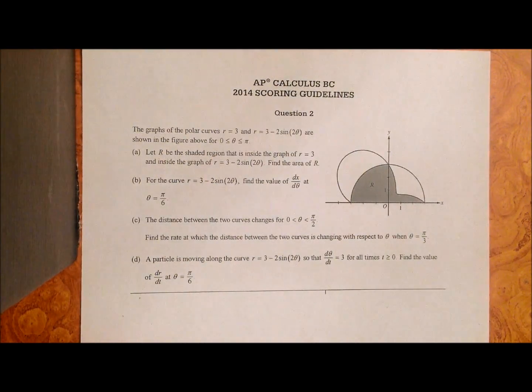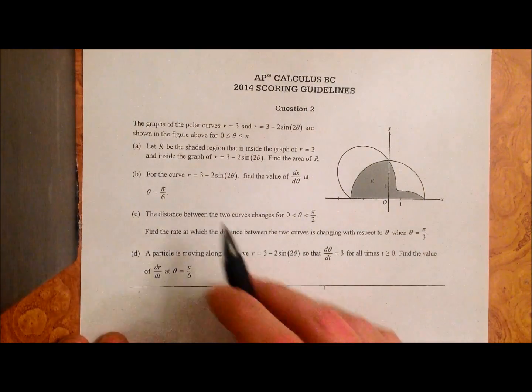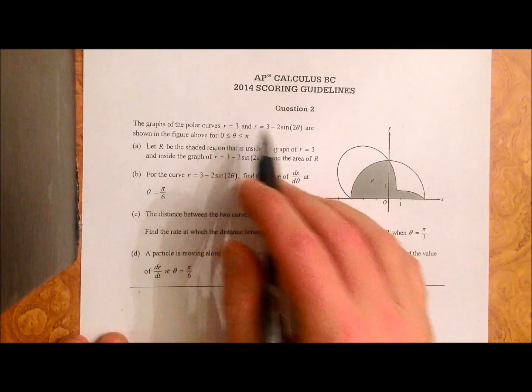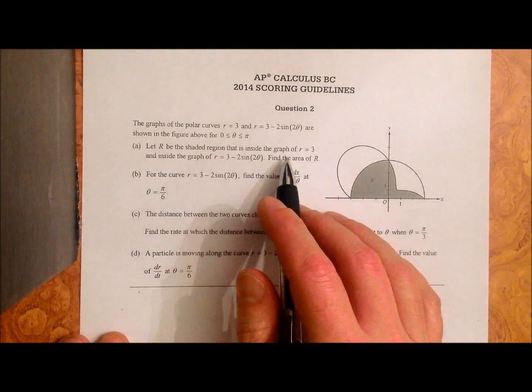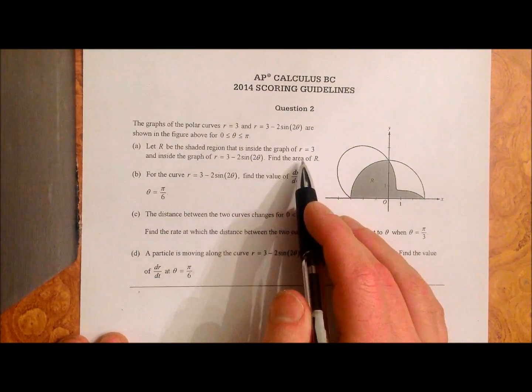Okay, this one's for the BC students. JP, I'll try to keep it under 5 minutes. Graphs of these two polar curves are shown in the figure. This is just a circle. This is the other one. Let R be the shaded region inside the graph of the circle and also inside the graph of the other one. Find the area of R.